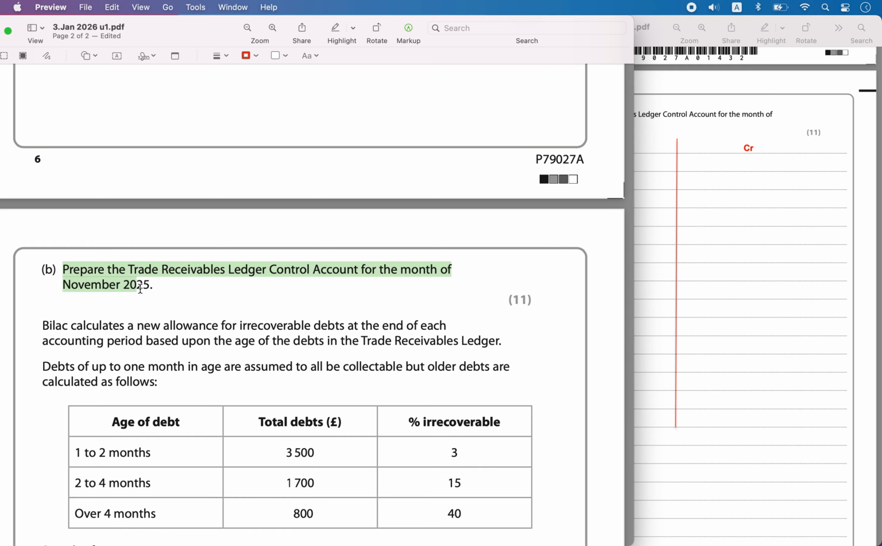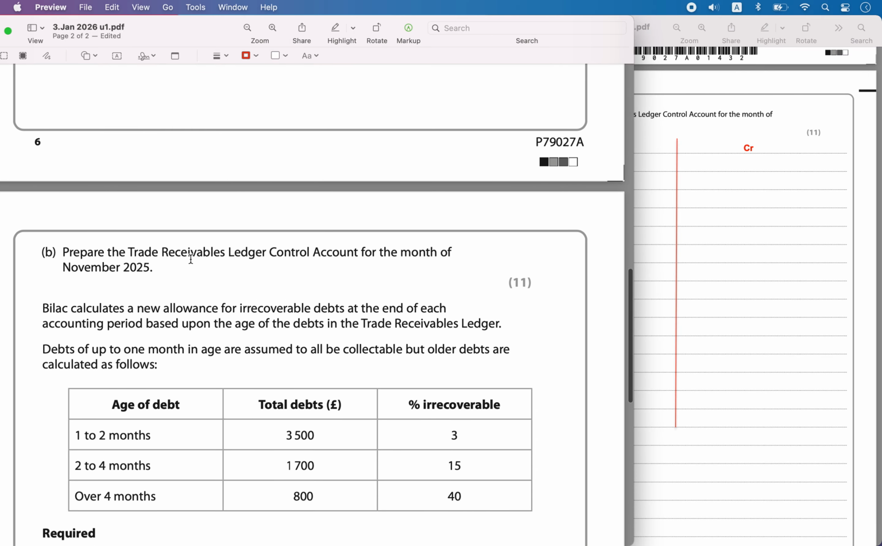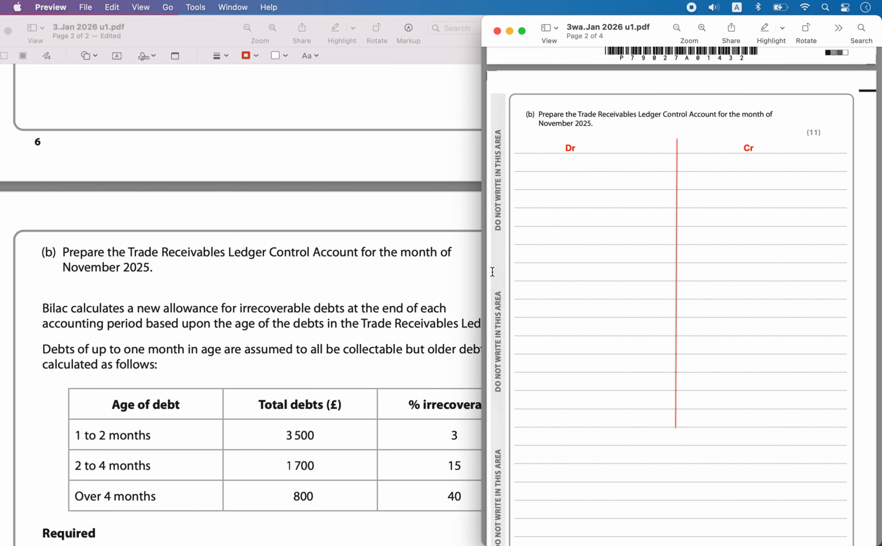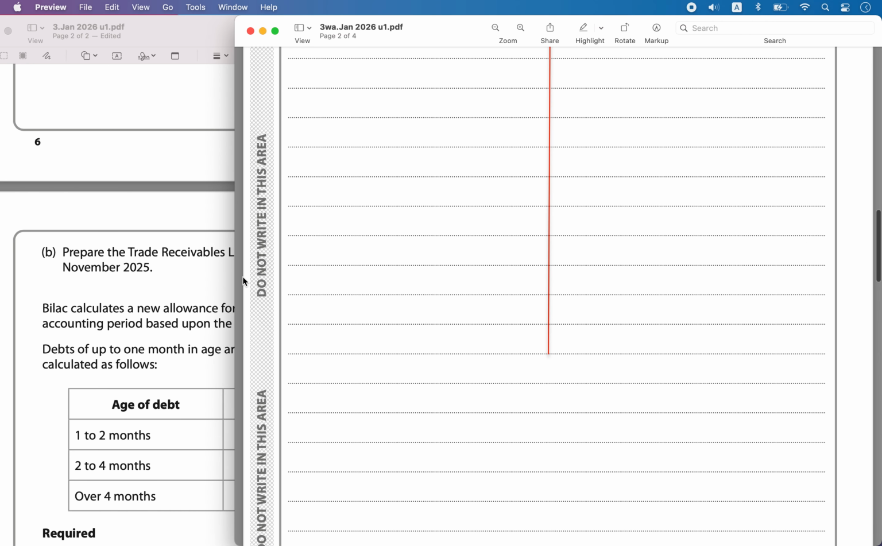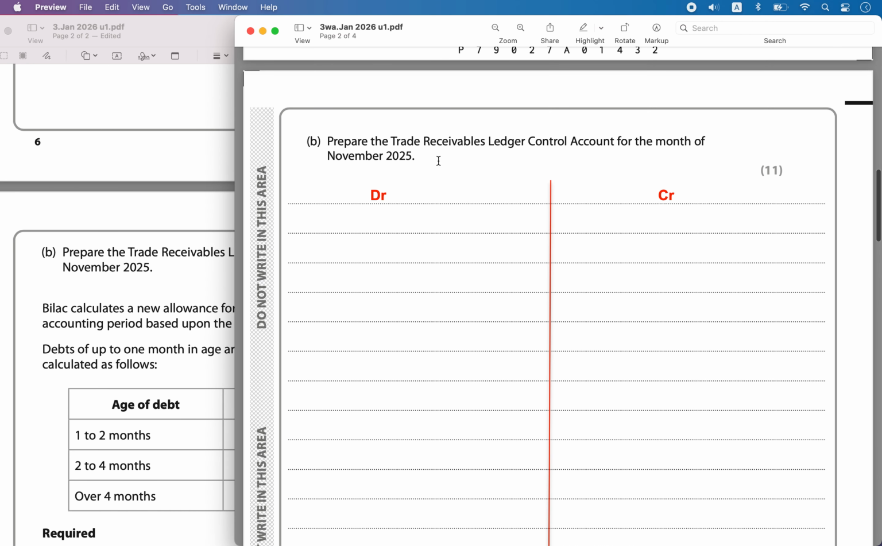Now we are going to do part B of the question. Prepare the trade receivables ledger control account for the month of November 2025. So this is what we have to prepare. Let's prepare the trade receivables ledger control account for Bilac.